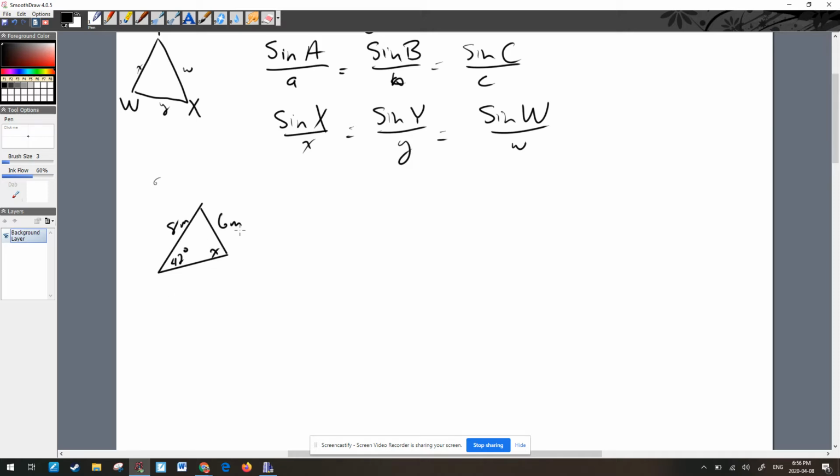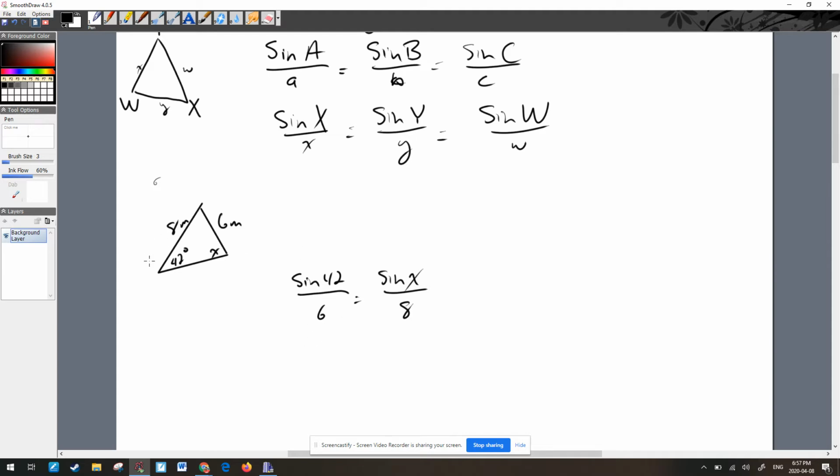Now, when we go to solve these things, after a while, you'll just start to think about the ratios that go together. So you might jump right to saying, okay, this angle goes with this side. So you could have said, the sine of 42 over 6 is equal to the sine of X over 8. And I'm happy for you to jump right to that.